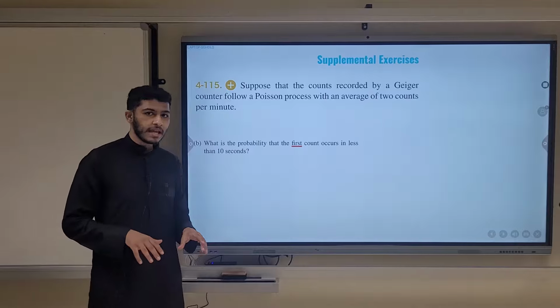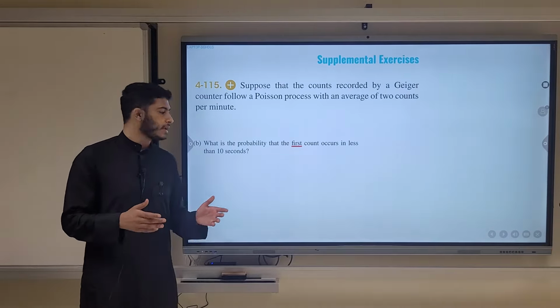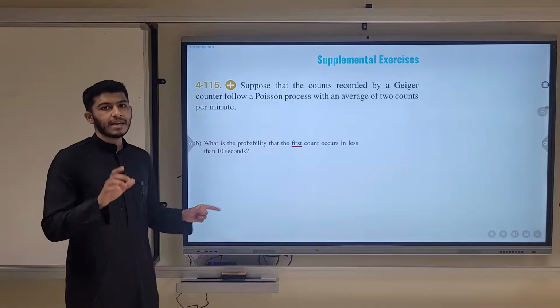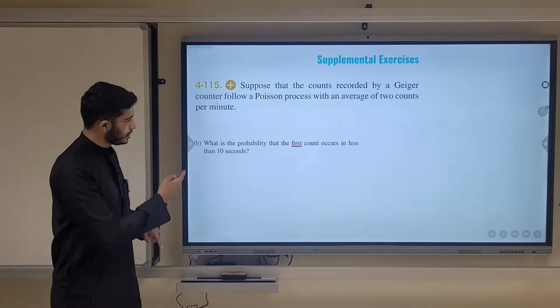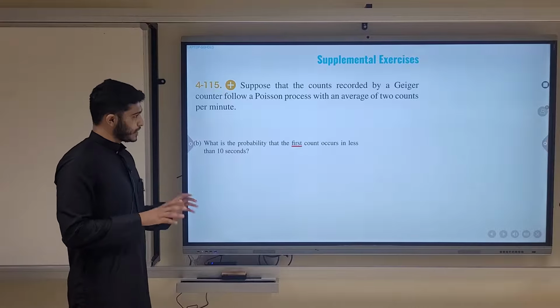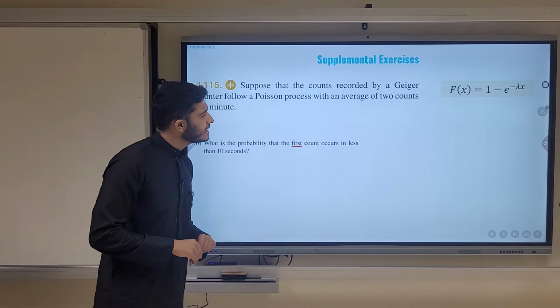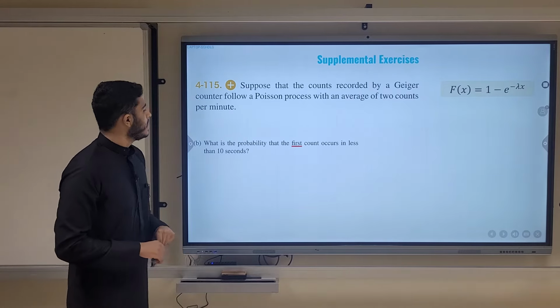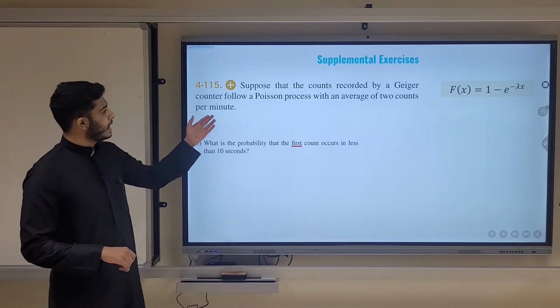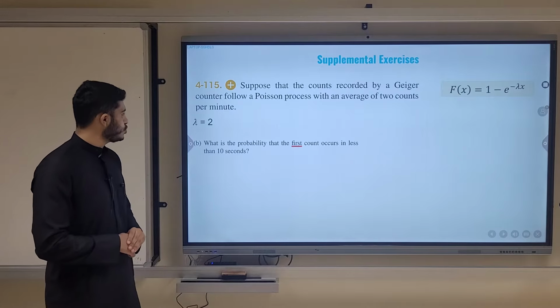What distribution did we take today that cares about the first occurrence within a given time frame? It's the exponential distribution. So this question follows exponential distribution. For the exponential distribution, we're going to use this formula, and what we're going to need is lambda. What is lambda here? Lambda is 2 counts per minute. So our lambda is going to equal 2.